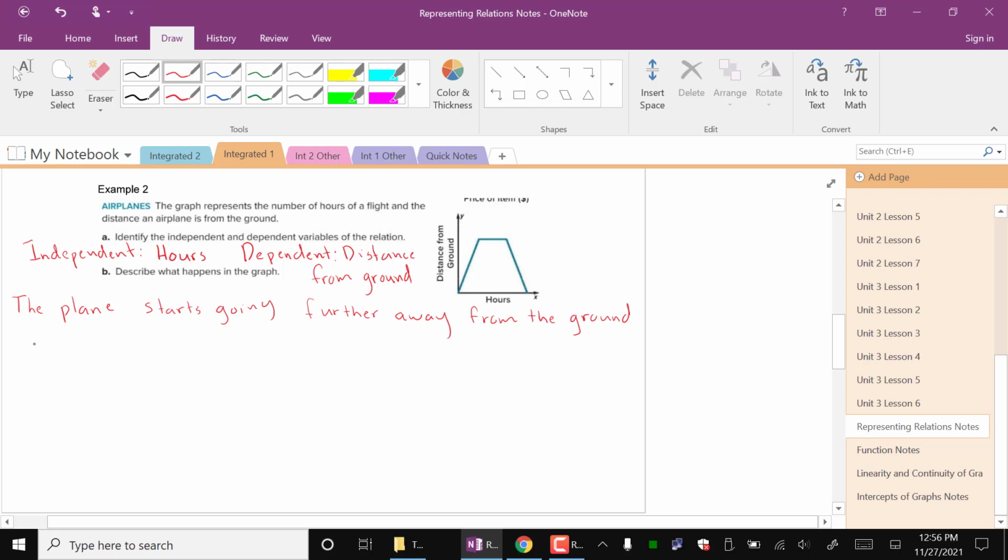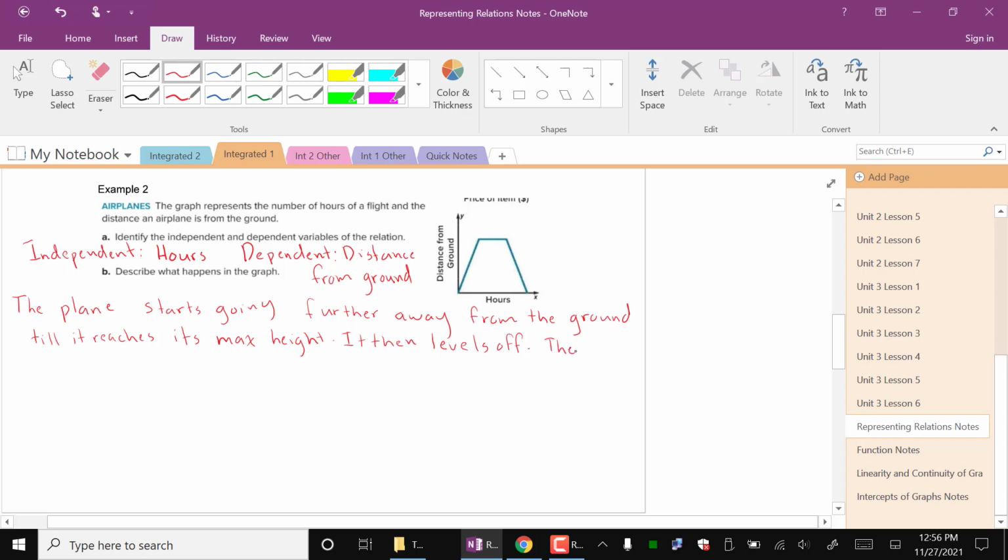Till it reaches its max height. And that's where it levels off right here. It then levels off. Then eventually it starts coming closer to the ground.